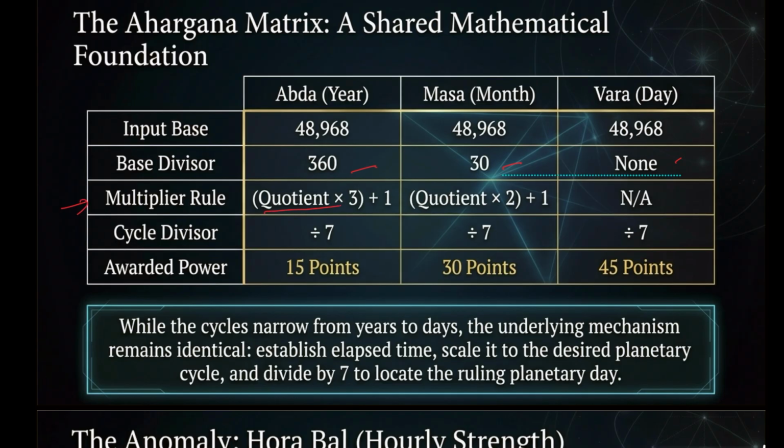For Abda, we have to multiply it by 3 plus 1. For Masa, we have to multiply it by 2 plus 1. These two steps are not required in Vara. Then we have to divide it by 7 in all three cases, and whatever is the value, we give 15, 30, and 45 Sasthyamsha point. For this example which we are using in our video, we are getting Venus as the Lord.